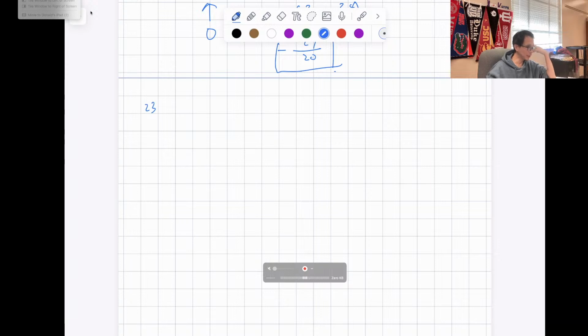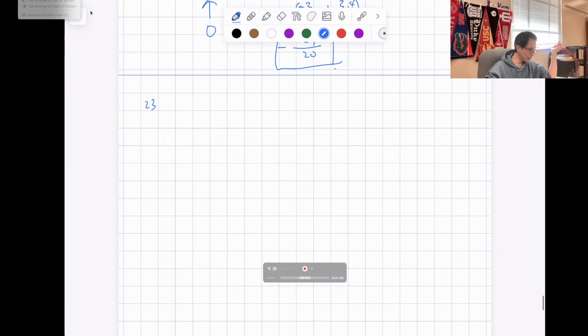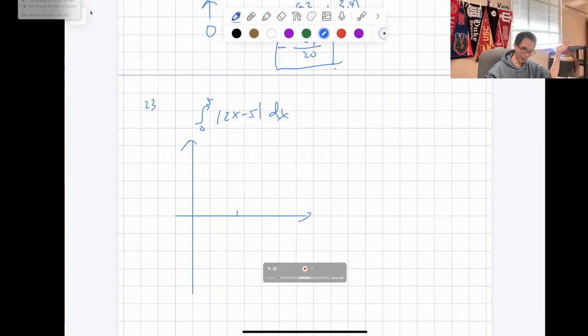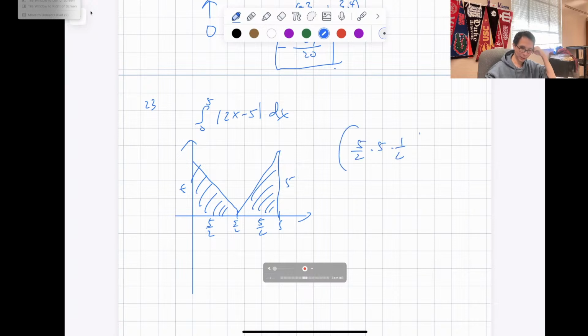I'll start with 23 because it's slightly easier, and 23 is something you already know. Between 0 and 5, if it's a straight line with absolute value, then usually you just do it geometrically because it's so much easier. So you can actually just graph it. And this is 5 over 2, so this is this area, and this is this area. I know this base is 5 over 2. The height is, plugging in 0, 5. So it'll be 5 over 2 times 5 times half, and then times 2.